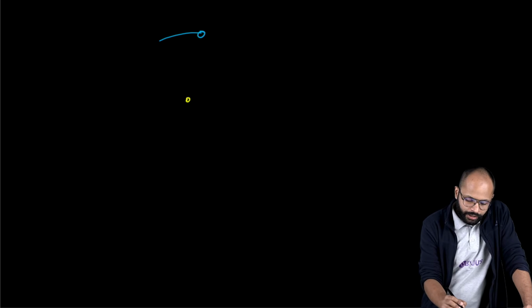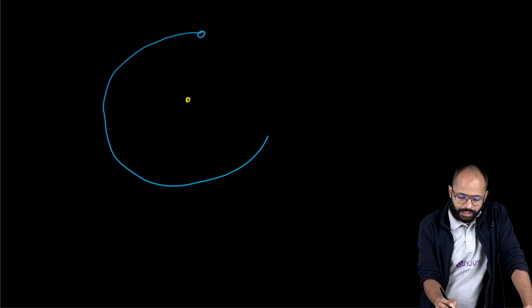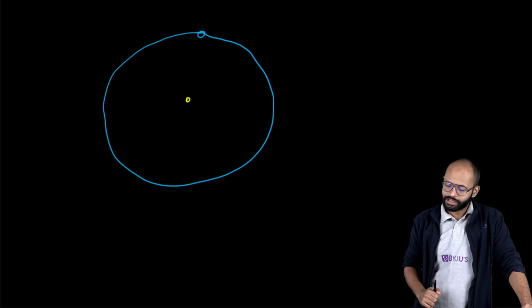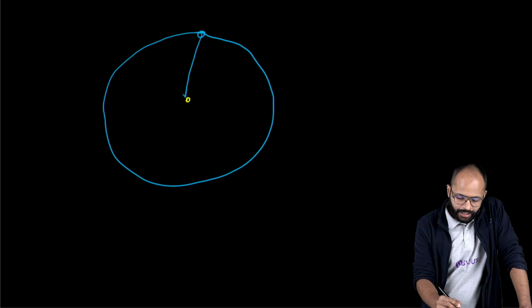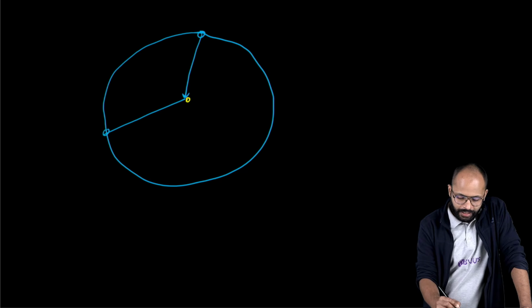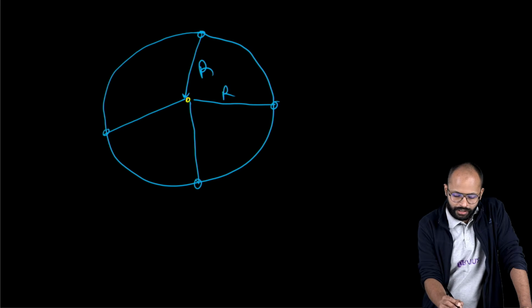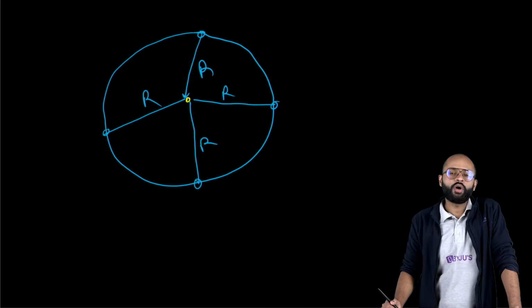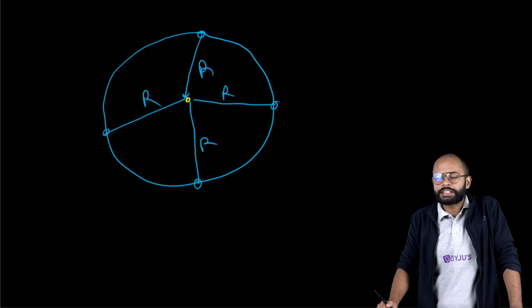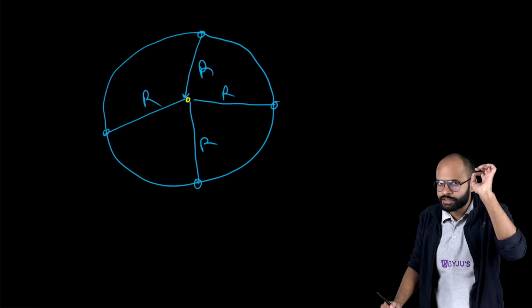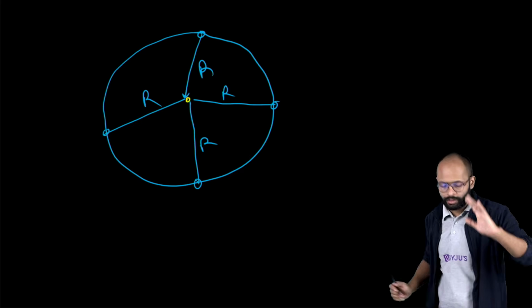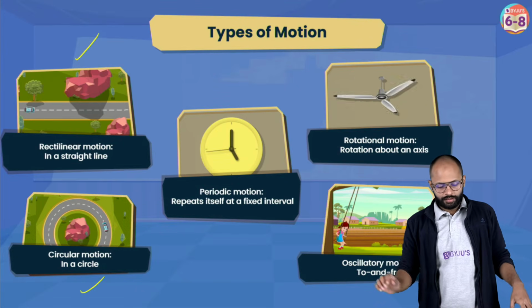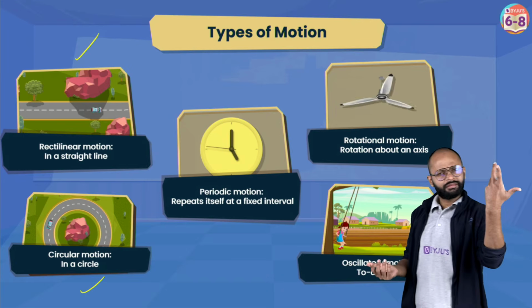If this blue point goes in a circle, and please don't mind my drawing because it doesn't look like a circle, at each instant its distance from this fixed point will be how much? The radius of the circle, no? We call this circular motion. Correct? When a body moves in a manner such that its distance from a fixed point is always constant, this is called a circular motion. Very good. So, in a simple way, you can say it's moving in a circle.